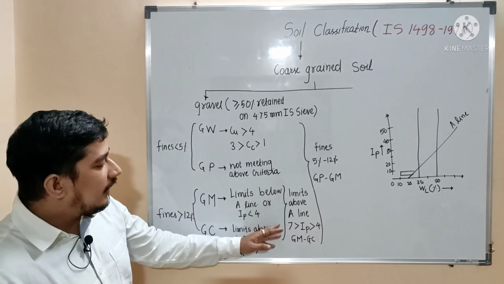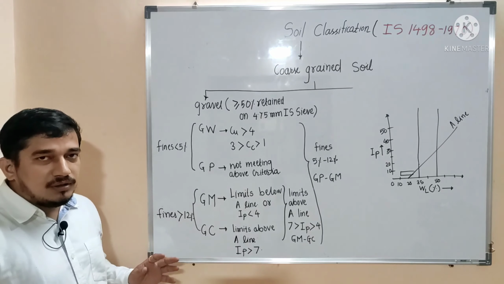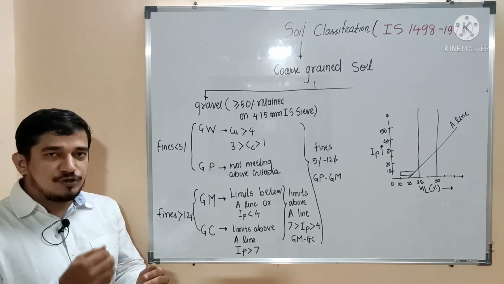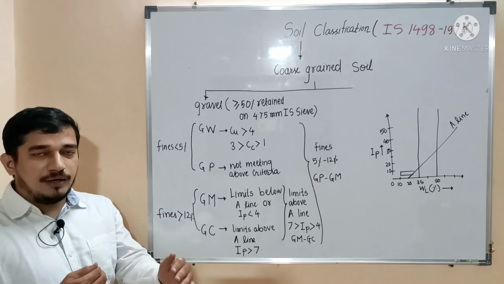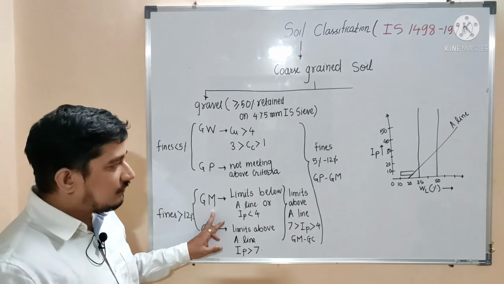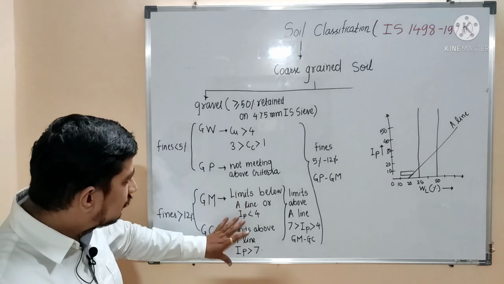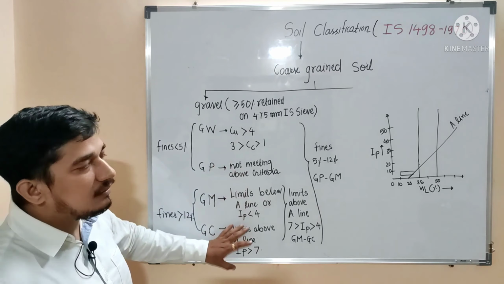But it is not always possible that the percentage of fines is smaller than 5% or more than 12%. The percentage of fines can be within the range of 5 to 12. In such cases, the soil can be classified with a dual symbol group, just like this, GP and GM. So depending on which criteria are met, we can classify the soil. This is all about the classification of gravel.